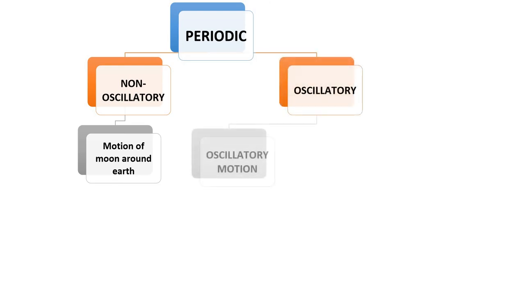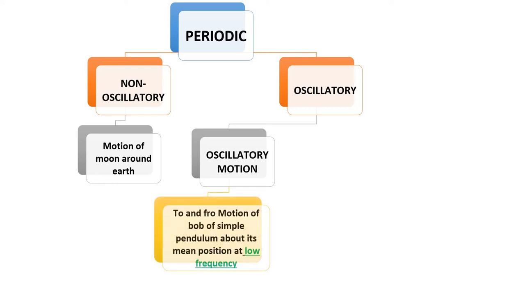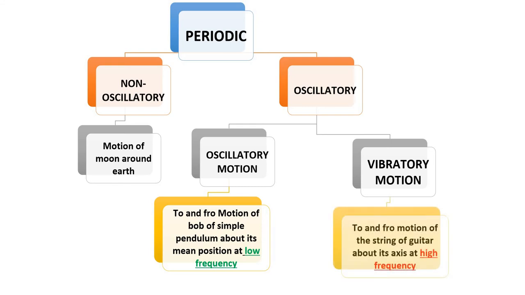It is periodic motion, but it is not oscillatory. And oscillatory motion itself we can classify as oscillatory motion and vibratory motion. Oscillatory motion is the to and fro motion of any object with respect to its mean position, for example a simple pendulum, where the frequency will be low. If it is vibratory motion, the frequency will be high. For example, the string of a guitar vibrates with very high frequency, so that motion we call vibratory motion. That is also oscillation only, but fast oscillations, that's why we call it vibratory motion.